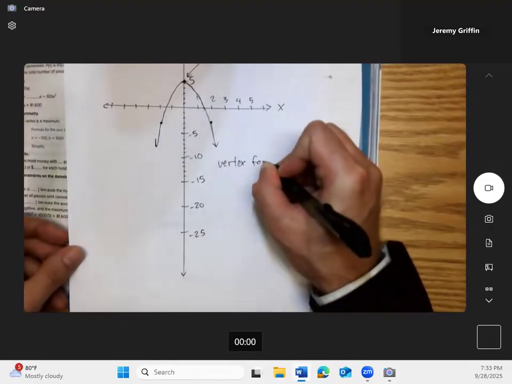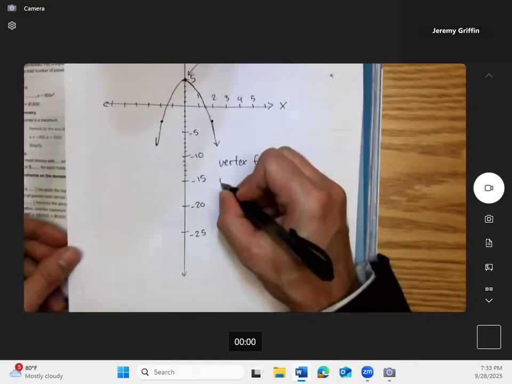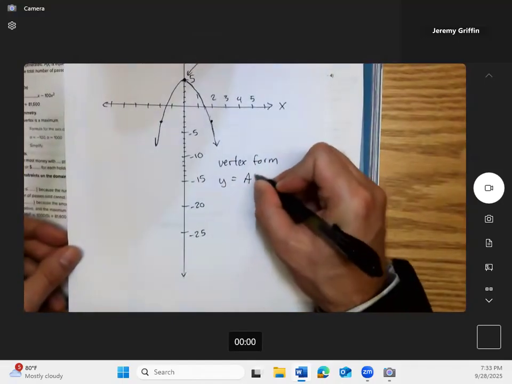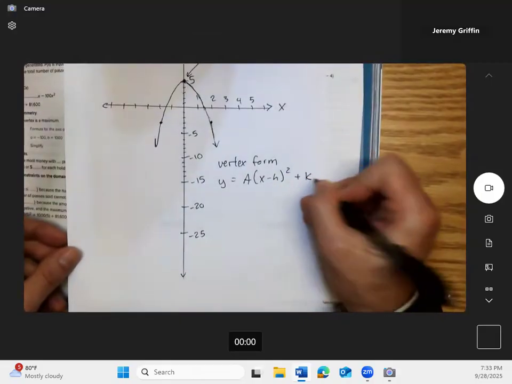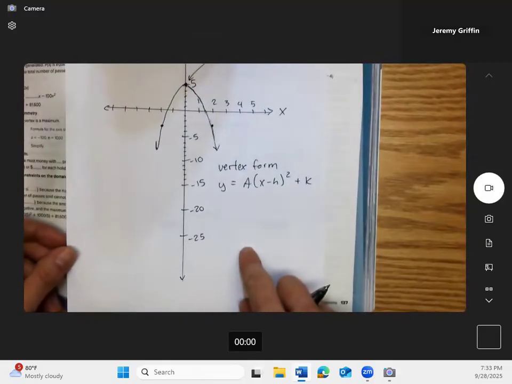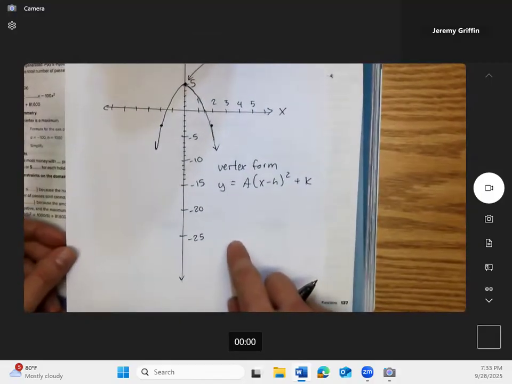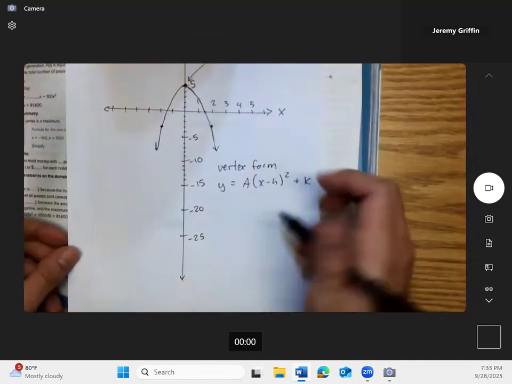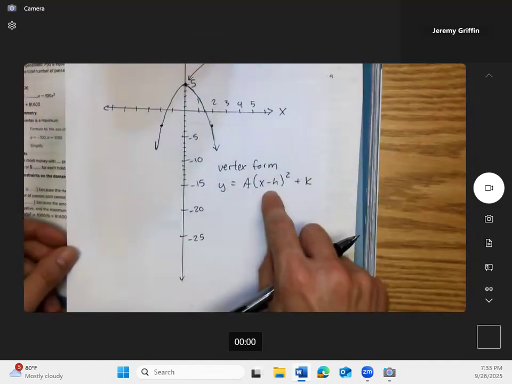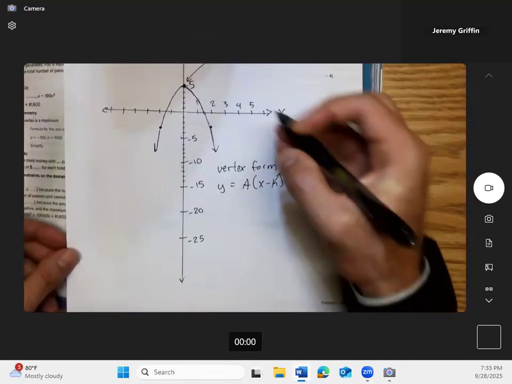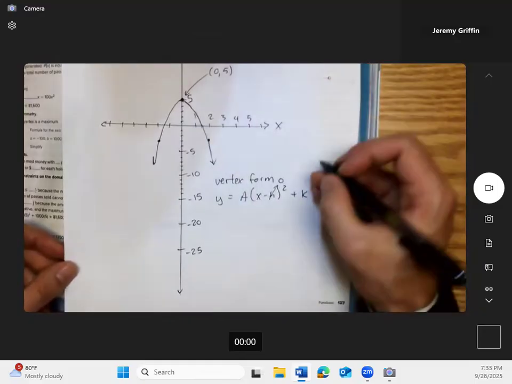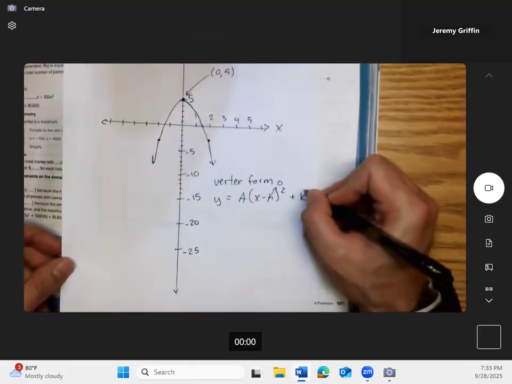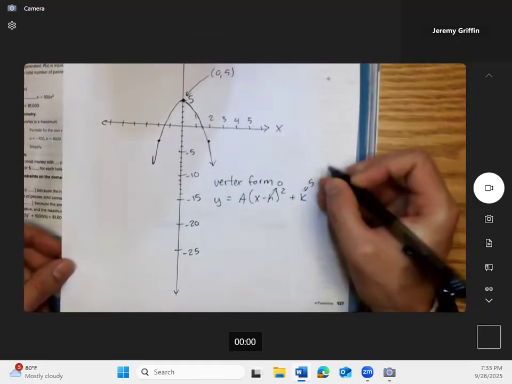Vertex form. I think that worked last time. So y equals some stretch factor times x minus h quantity squared plus k, something like that. Well, this minus h would just be 0, because the vertex is sitting right on the y-axis. And this plus k would be equal to 5 because I also see that vertex there.